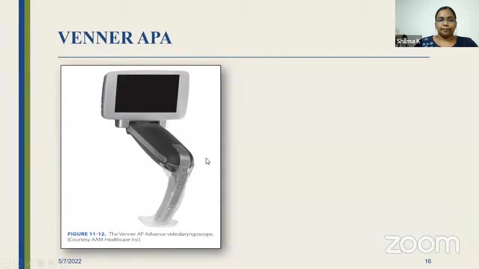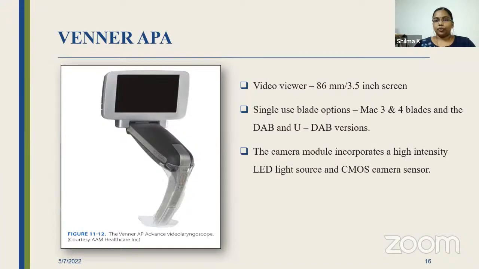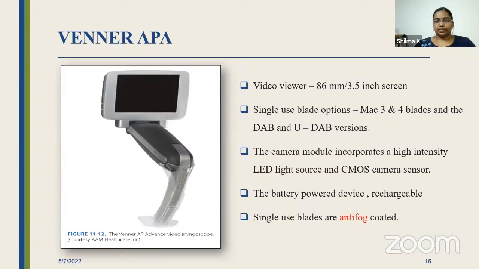Next, about the Venner AP Advanced Video Laryngoscope. It contains a video viewer with a 3.5-inch screen, which is a little bit bigger, and a single-use blade option. We can use Macintosh 3 and 4 blades and a difficult airway blade, and non-channeled blades can also be used. The camera module incorporates a high-intensity LED light source and a CMOS camera sensor. It's a battery-operated and rechargeable device. Single-use blades are anti-fog coated.